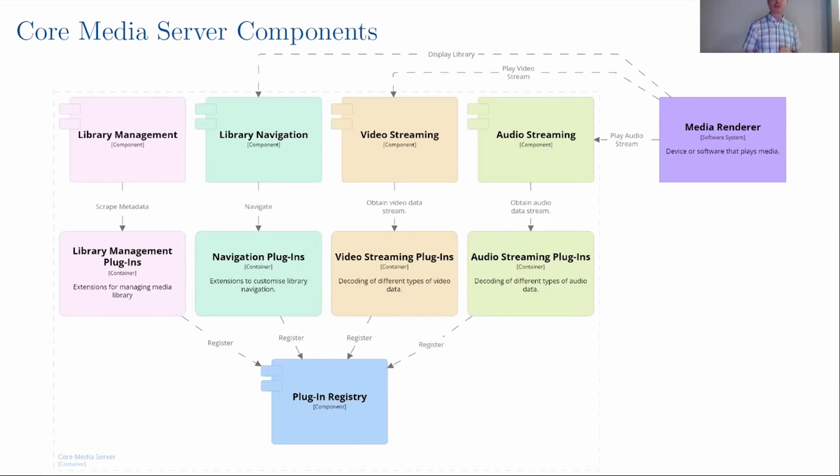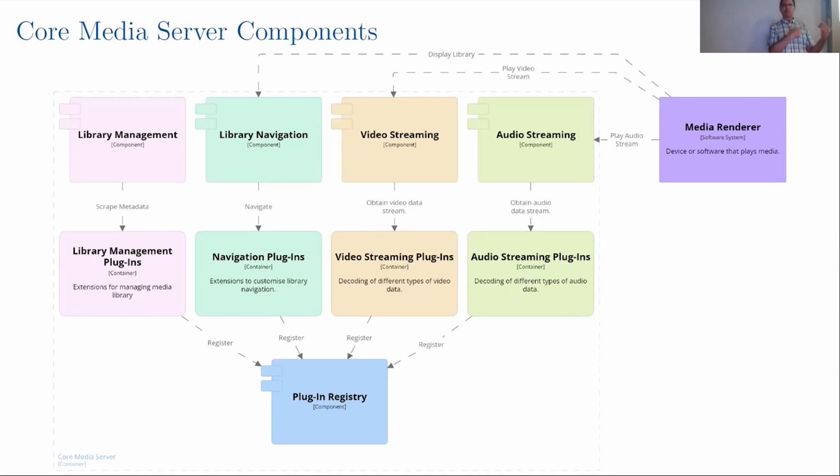And then the renderer talks to the video and audio streaming and library navigation to actually do its rendering. And then I have plugins for all of those things. So I have plugins for the library management, so it can talk to all sorts of different ways of scraping metadata for my library. I'll have plugins for navigation to do custom navigation, because I can then say, well, audio video is easy, but what happens if it's home audio versus home movies that people have recorded versus commercial movies that they have ripped from their Blu-rays.